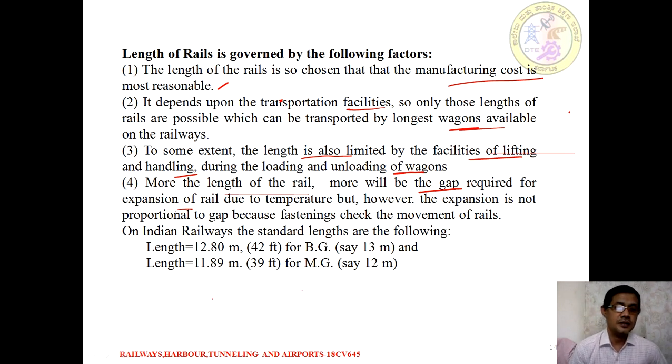Looking at all these above parameters, the Indian Railway has a standard length for the different types of gauges. For example, for a broad gauge it is 42 feet or 12.8 meters. For calculations we consider 13 meters, whereas in case of meter gauge it is 39 feet or 11.89 meters. For calculation purposes we can use 12 meters. So this is with respect to the length of rails.